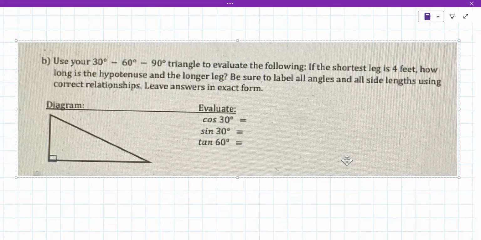All right. It says, and you kind of alluded to this when we were doing problem three, use your 30, 60, 90 triangle to evaluate the following. What I don't know is whether they gave you... You don't have this printed, do you? That's these pages.